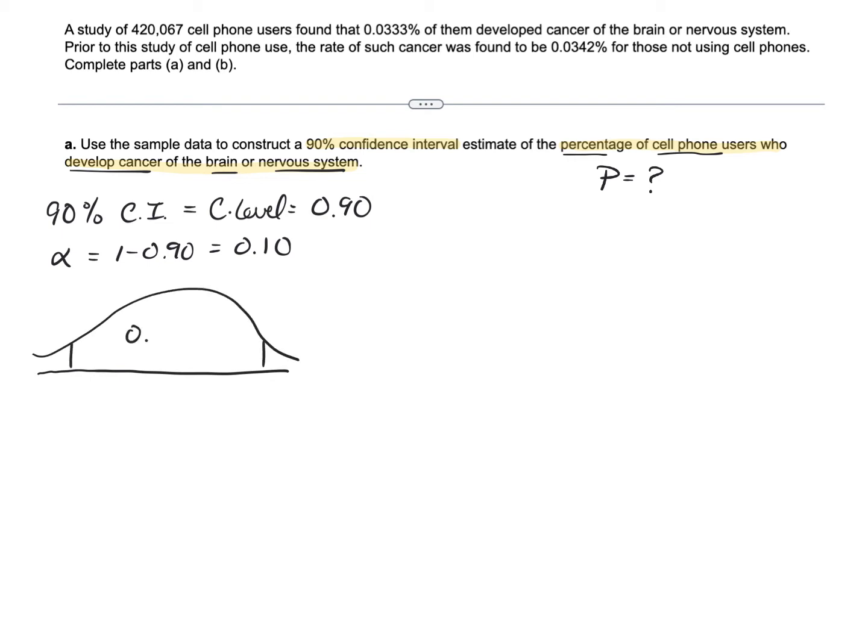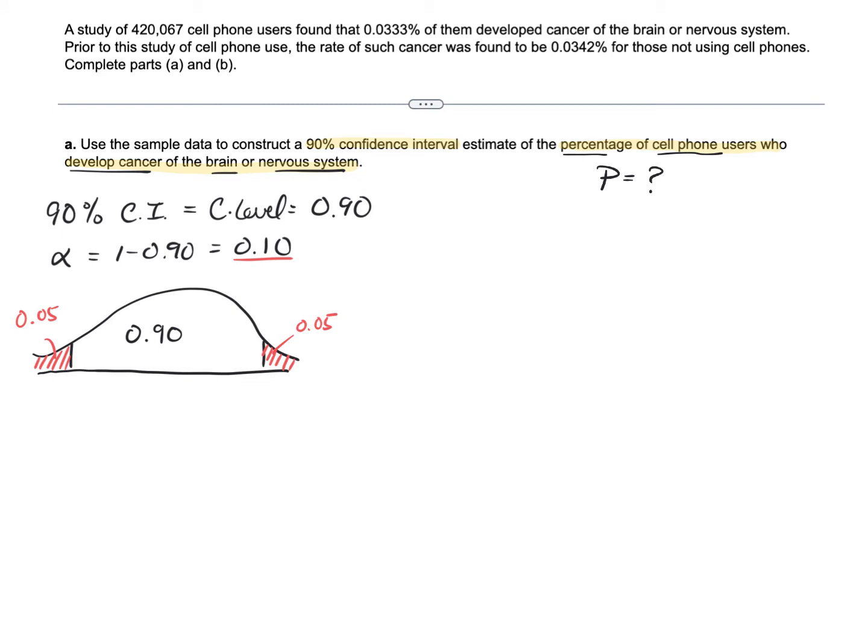At the center, the area is going to be your confidence level of 0.90. And then alpha is going to be split equally in the left tail and the right tail. On the left tail is going to be alpha divided by 2. So if alpha is 0.10 and we divide that by 2, that gives us an area of 0.05 on the left and an area of 0.05 on the right.